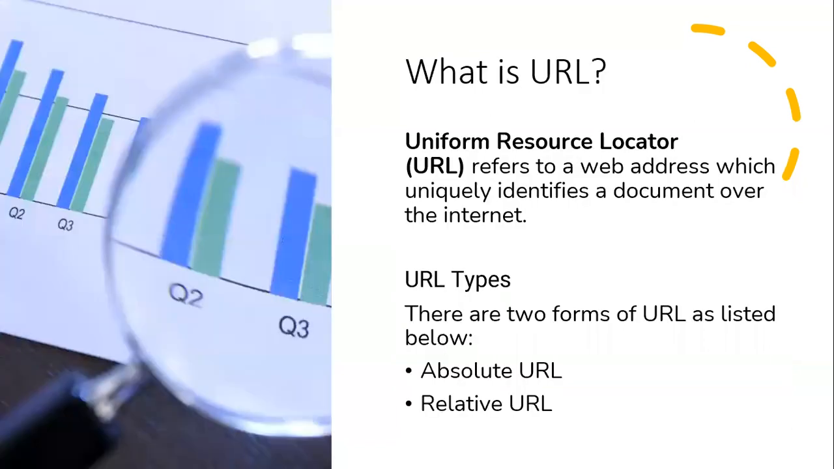So what is a uniform resource locator? It refers to a web address, which uniquely identifies a document over the internet. A URL has two types, the absolute and the relative.